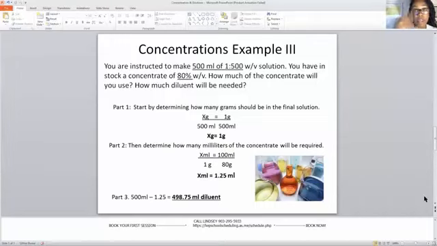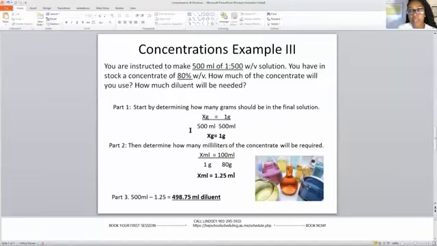Concentration example number 3. This is going to be your question. You're going to get this one right. You are instructed to make 500 milliliters of a 1 to 500 weight over volume solution. You have in stock a concentrate of 80% weight over volume. How much of the concentrate will you use? How much diluent will be needed? When you see these two questions, you know that this is a 2-part answer.